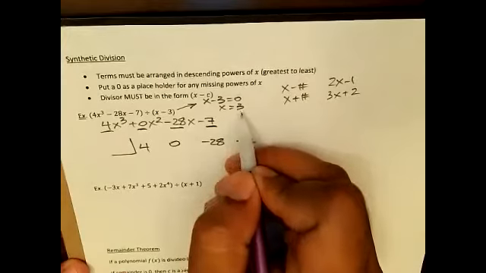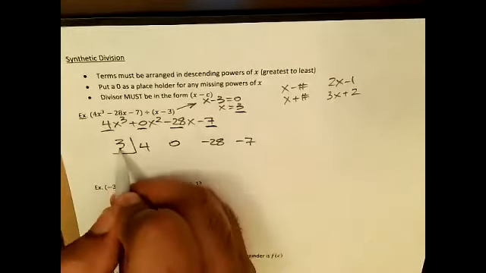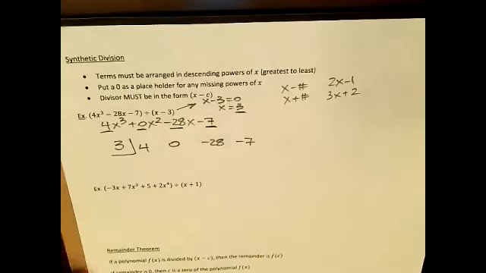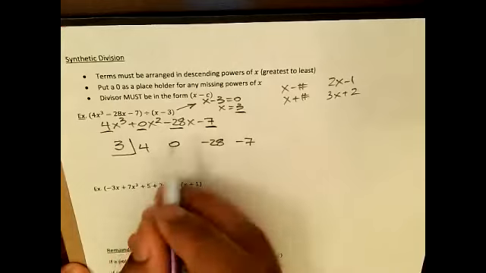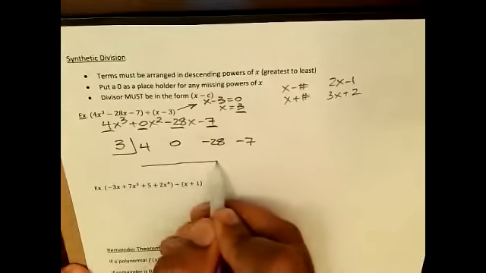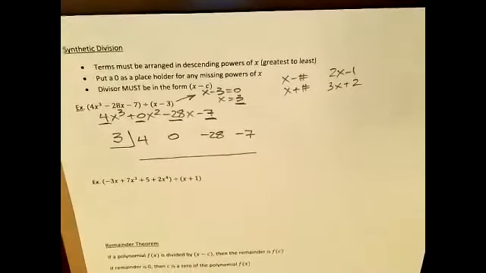I'm going to take the number 3 that I got from solving for x, and that's the number that's going to go in front. I'm going to leave a space underneath these numbers, and I'm going to draw a line. This is how we set up the synthetic division.